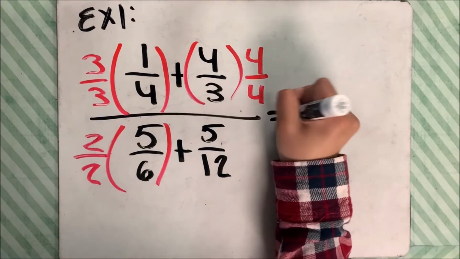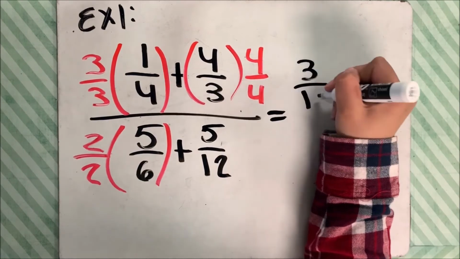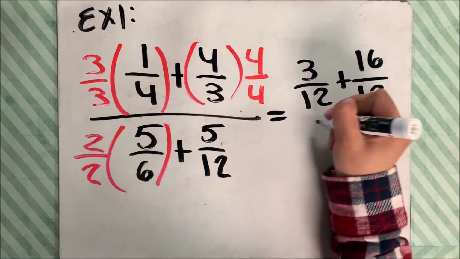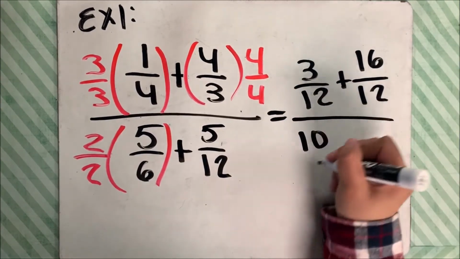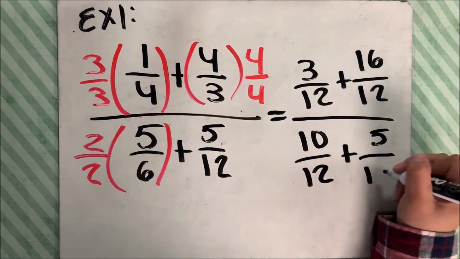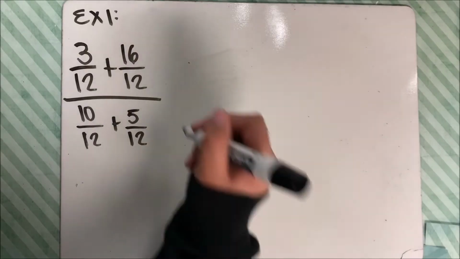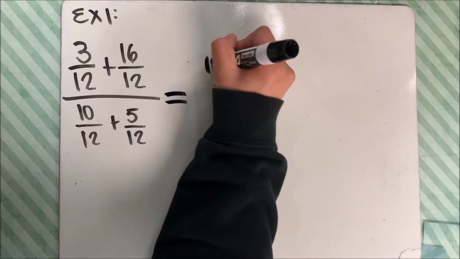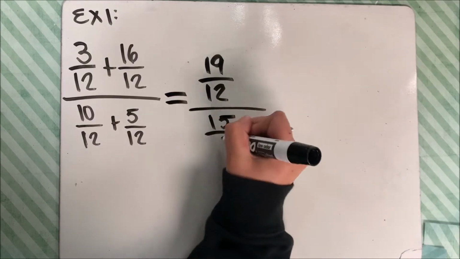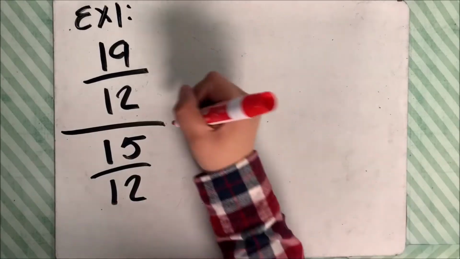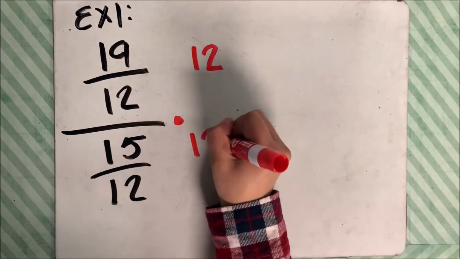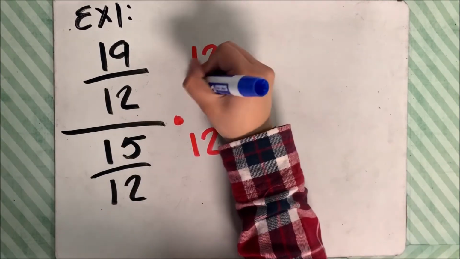Then we multiply it out and we get 3 over 12 plus 16 over 12 over 10 over 12 plus 5 over 12. So we have 3 plus 16, which gives us 19 over 12. We have 10 plus 5, which gives us 15 over 12. We're going to multiply it by 12, which is technically 12 over 1.